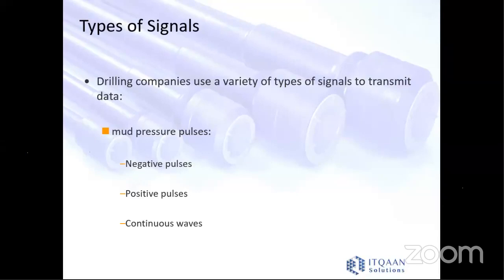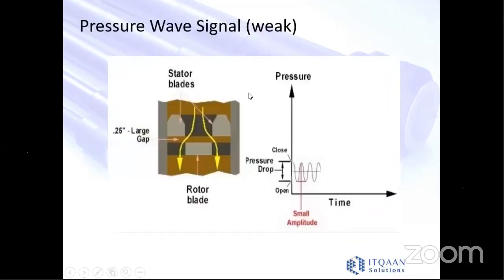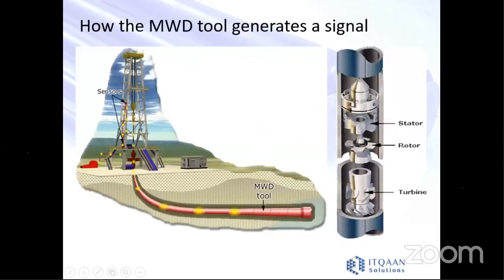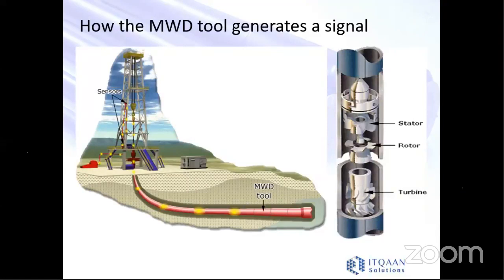Let's move forward. We'll talk about the types of signal. The drilling companies use a variety of types of signal to transmit the data. For the mud pressure pulses, we have three main types: negative pulses, positive pulses, and continuous wave. For example, Schlumberger is using continuous wave, and in my current company, ITQAAN, the technology is using positive pulses, okay?